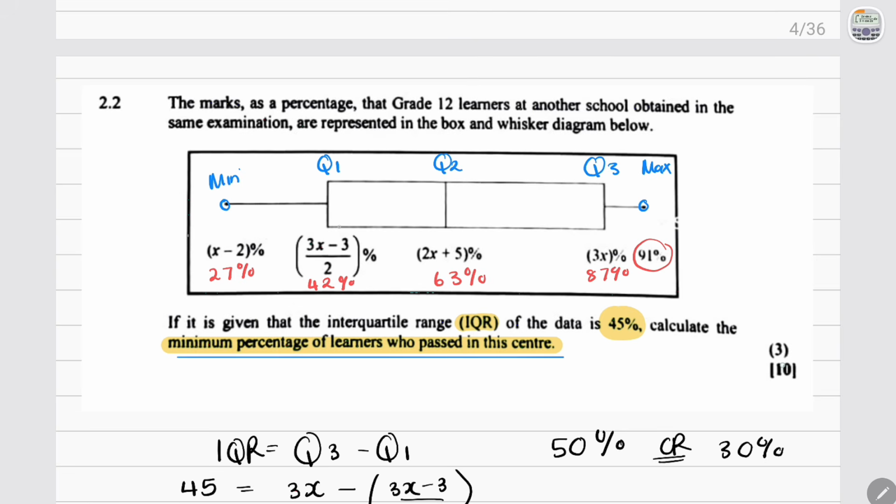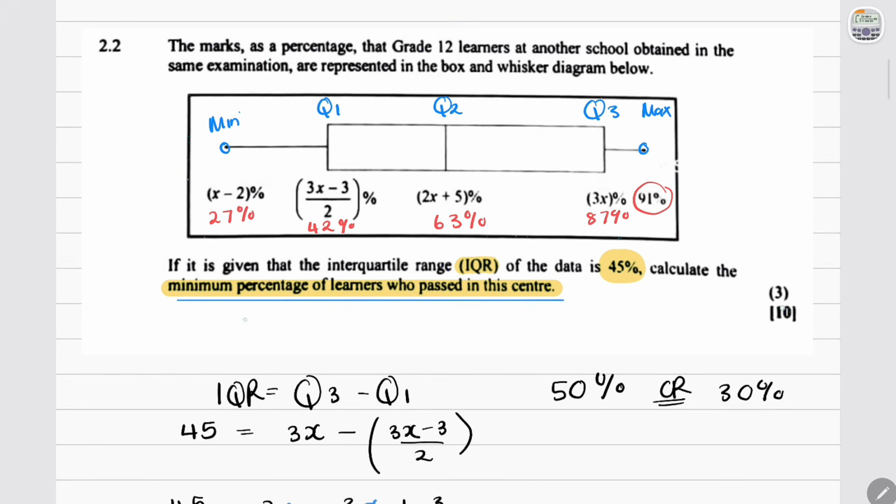Do you see that the way a box and whisker diagram works, it divides the total number of learners into 4 segments, or 4 parts? So 25% of the learners would be here, the other 25% are here, the other 25% would be here, and then the other 25% are there. The only reason it looks the way it does is because we're looking at them based on their marks.